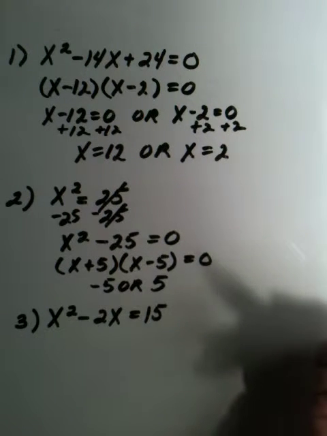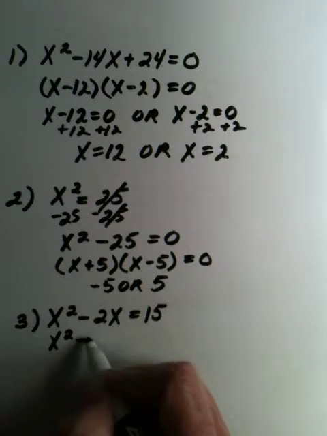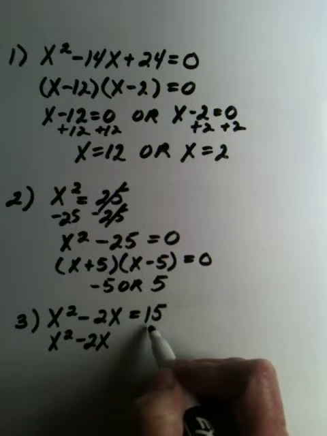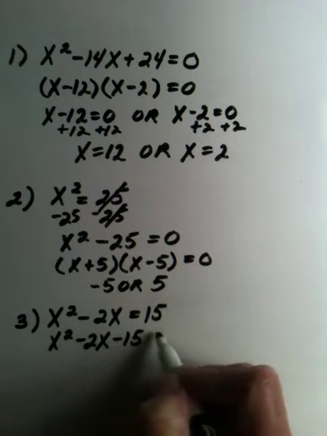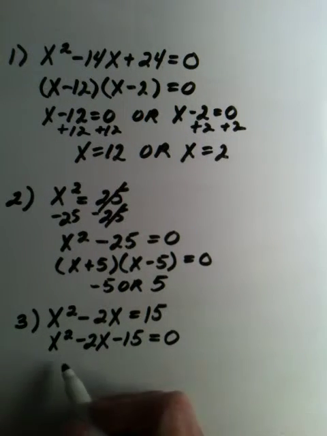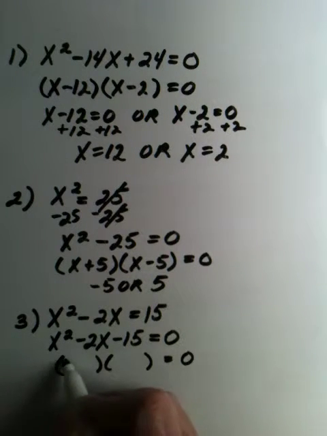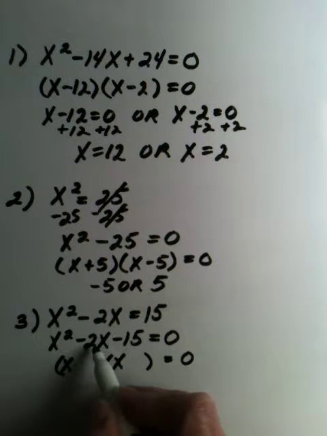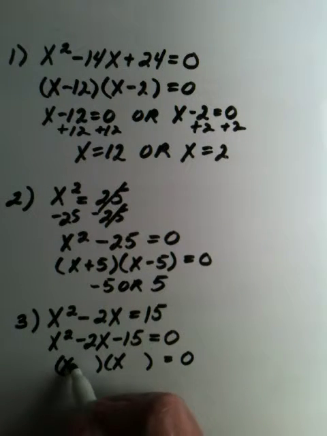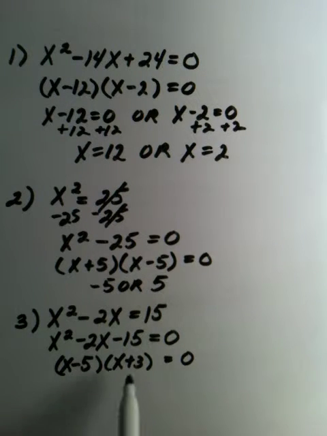Number 3, we're going to move the 15 to the left side by subtracting. Subtract 15, and we now have the equation equal to 0. We're going to have to factor this polynomial. We're looking for the factors of 15 that'll make negative 2 in the middle. It would have to be a negative 5 and a positive 3. When we add the two, we'll get negative 2. When we multiply them, we'll get negative 15.